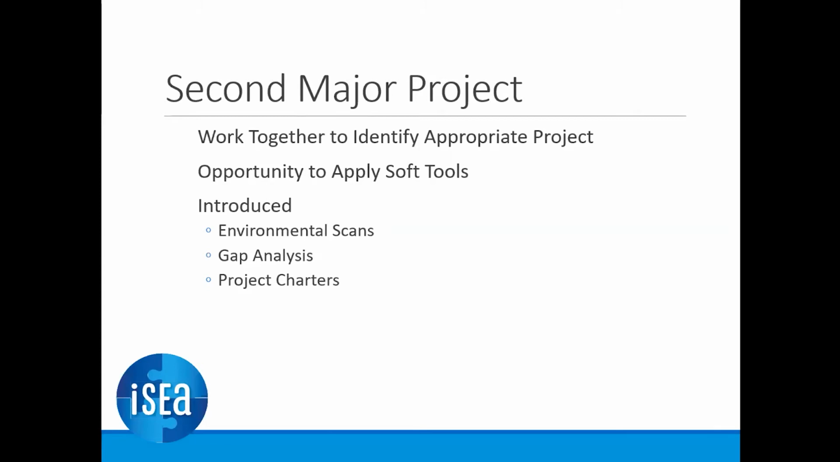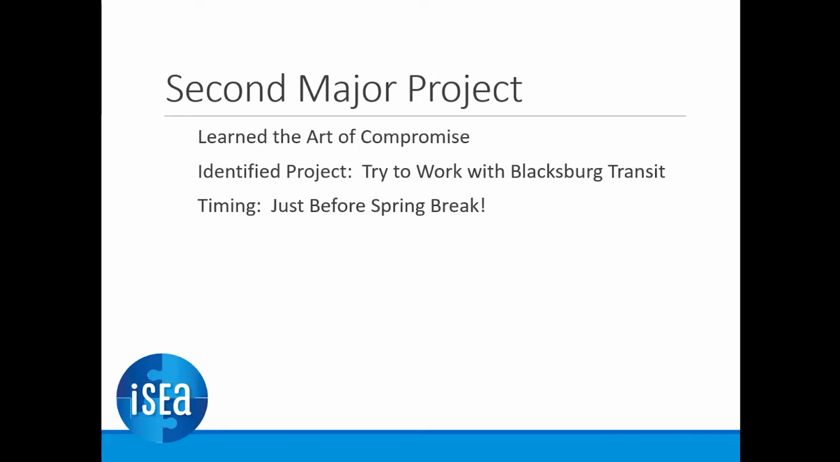for solution. In the second major project, which they completed just before spring break, they learned the art of compromise. The identified project was to try to work with Blacksburg Transit to improve how they deliver their services within Blacksburg. And again, the time was just before spring break. They wrote a beautiful email that I was trying to share with the leadership of Blacksburg Transit. I sent an email to my contact there and I got ghosted, but that's because we were shutting down the university at the time. Of course, the governor shut down Virginia soon thereafter.